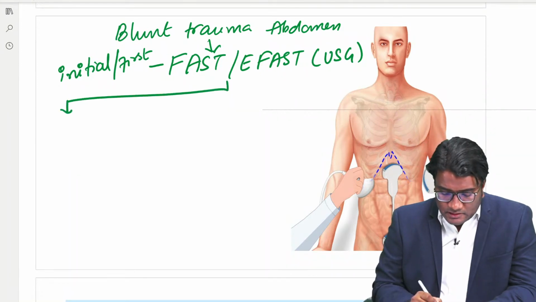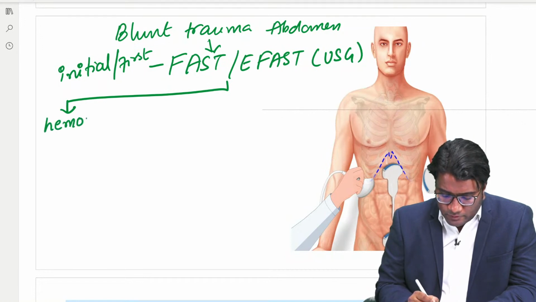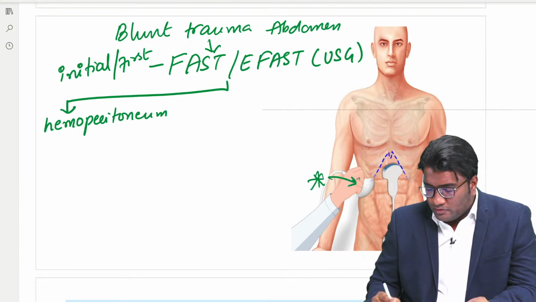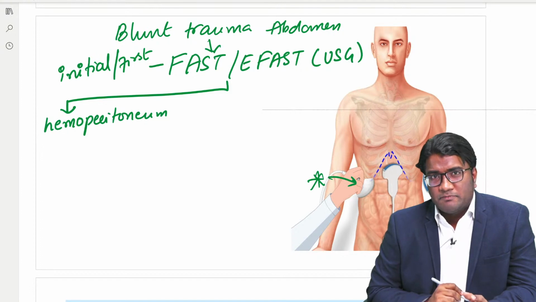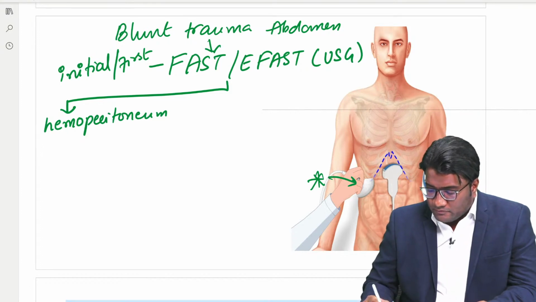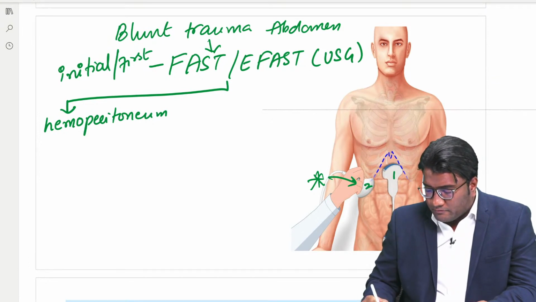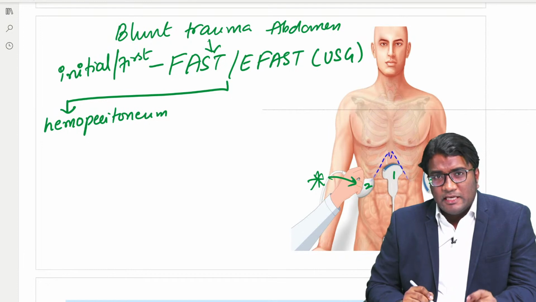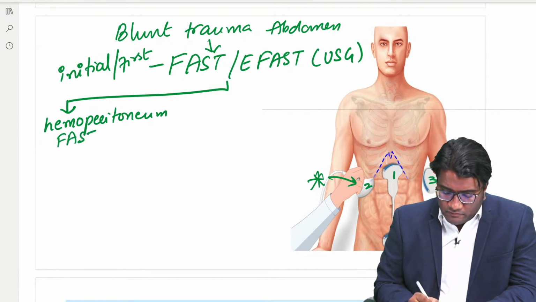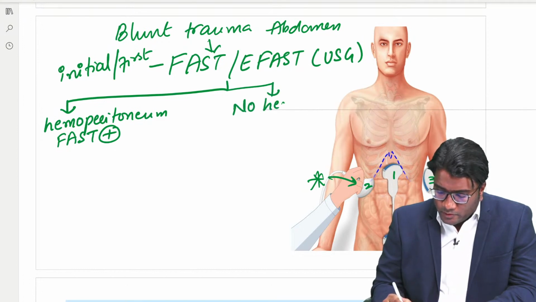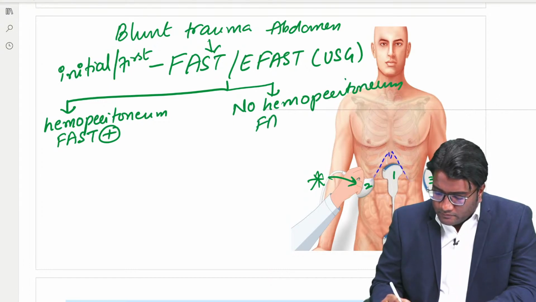And if FAST shows hemoperitoneum, if you are seeing fluid, especially in the right upper quadrant, this view is the most sensitive view for looking at hemoperitoneum in the Morrison's pouch, in the right paracolic gutter. So these are the 4 views: the first in the subxiphoid, the second in the right upper quadrant, the third in the left upper quadrant, and the fourth in the pelvis. So especially when you see hemoperitoneum, it is considered to be FAST positive. And if you don't have hemoperitoneum, you're not able to see the fluid, this is FAST negative.